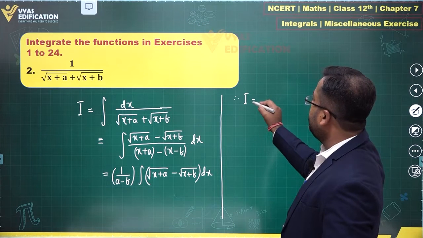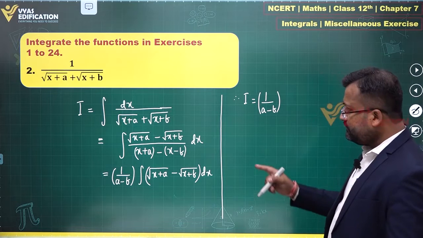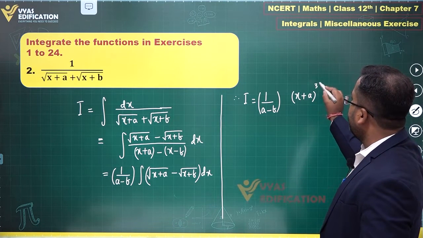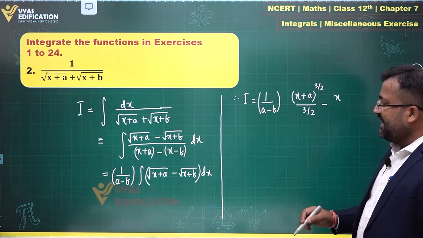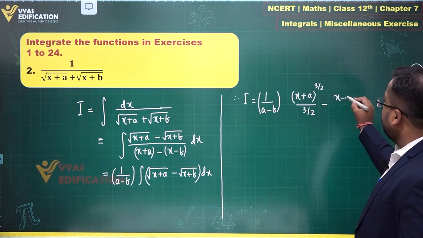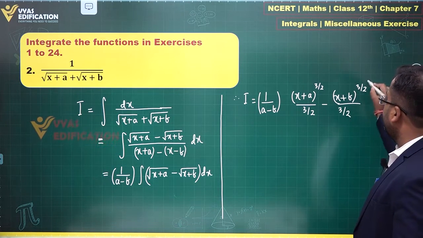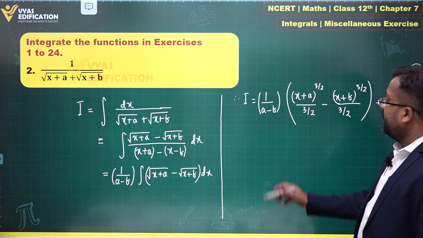Therefore, I will be 1 upon a minus b outside. X plus a power 1 by 2, the integral will be x plus a power 3 by 2 over 3 by 2 minus under root of x plus b, that is x plus b power 1 by 2, the integral will be x plus b power 3 by 2 upon 3 by 2 in brackets plus constant of integration. This is what you'll get.